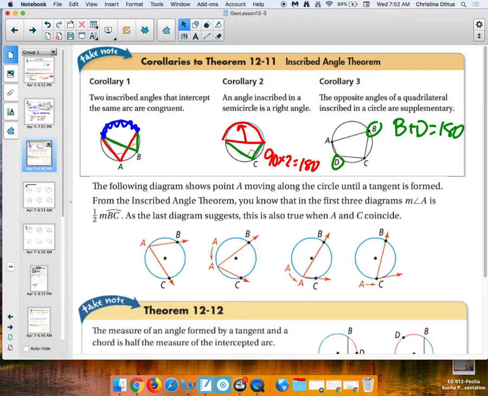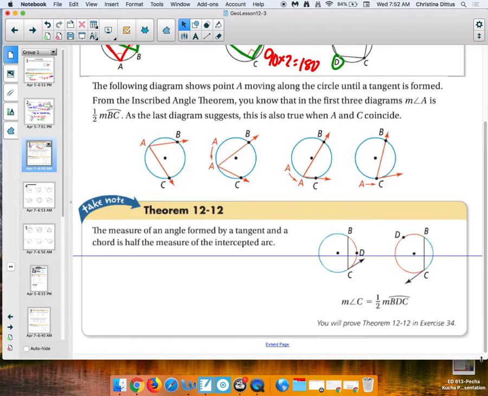Okay. This little infographic is beautiful. I'm not going to talk about it. You can read it if you want to.